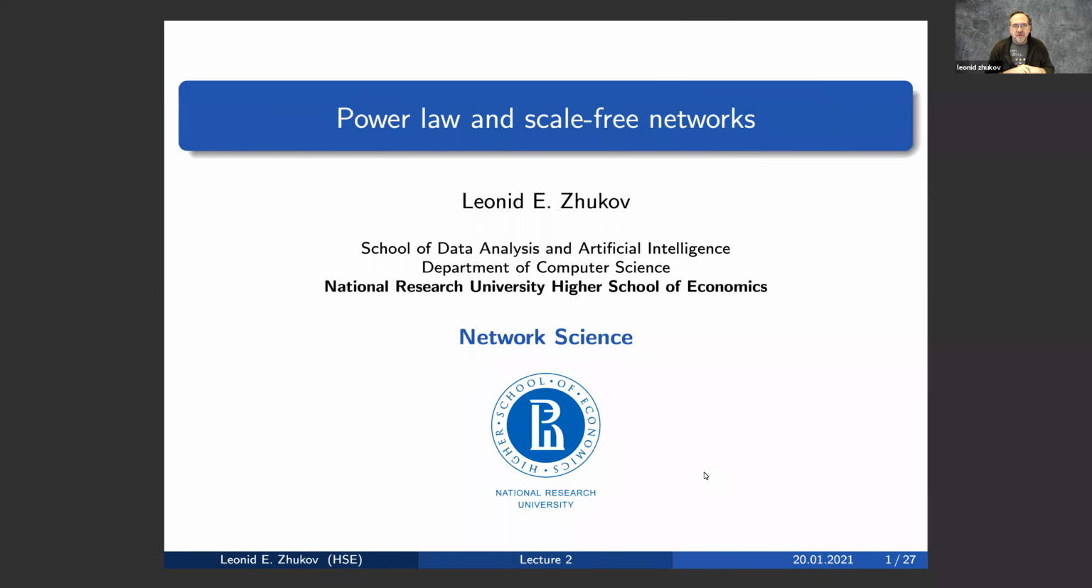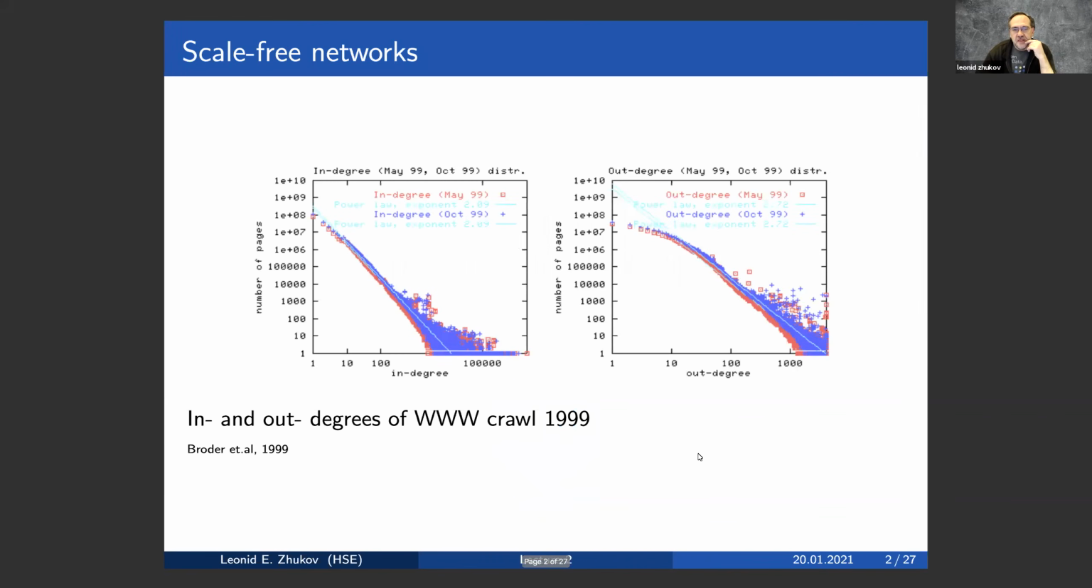So the topic for today's lecture is power law and scale-free networks. We touched upon this topic last time, and now we're going to have a deep dive and try to understand what it actually means, what this power law is about, and why it is so special. So, the story of power law goes back actually just 20 years ago.